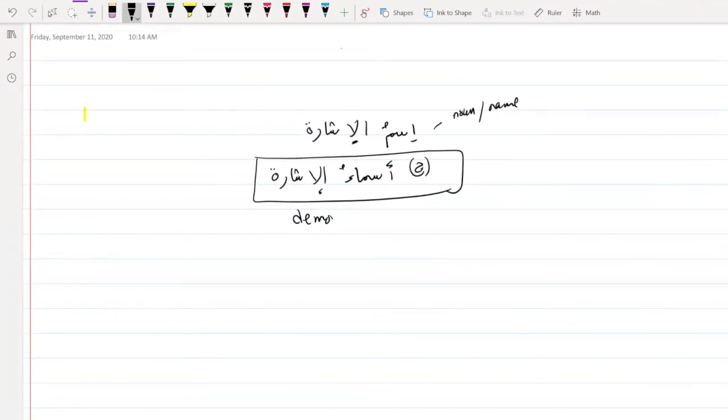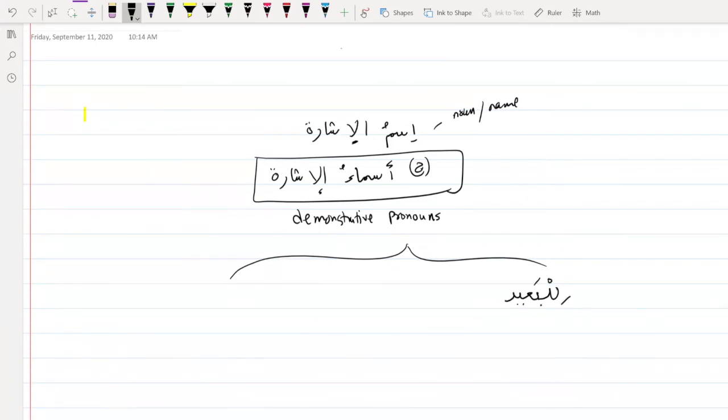So what does it mean? It is demonstrative pronoun, right? The demonstrative pronoun is divided into two parts, right? You can say lil ba'id and lil qarib.